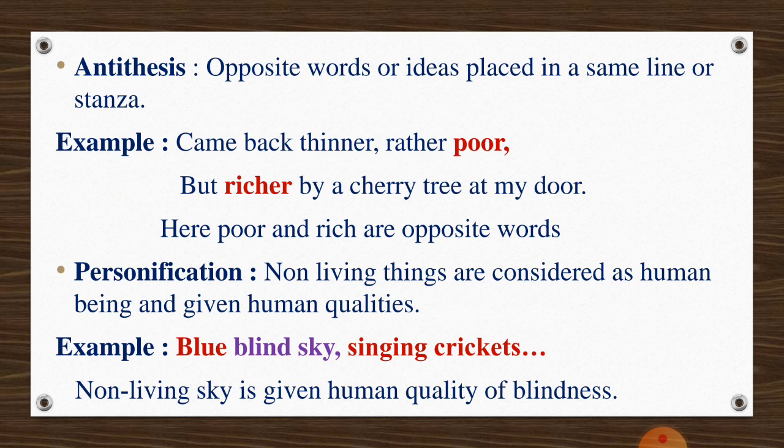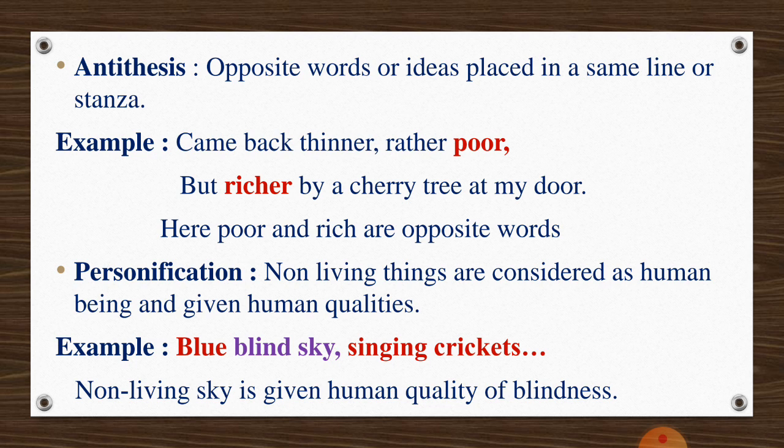The next one is antithesis. All of you are already familiar with antithesis. So what happened in antithesis? Opposite words or ideas, they are placed in the same line or stanza. For example, came back thinner, rather poor, but richer by a cherry tree at my door. So here the word poor and rich, they are opposite words with each other. And so these lines are an example of antithesis.